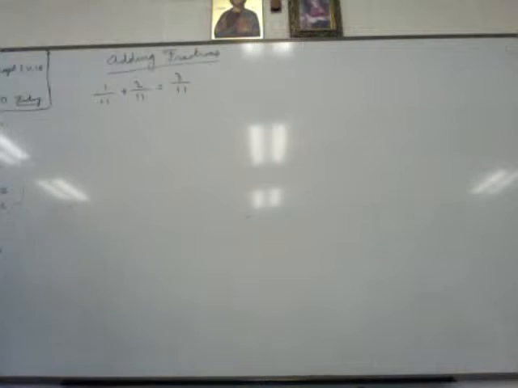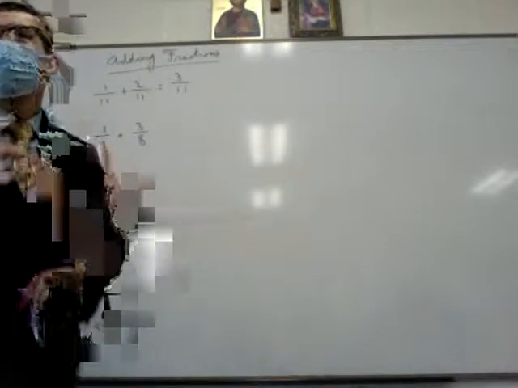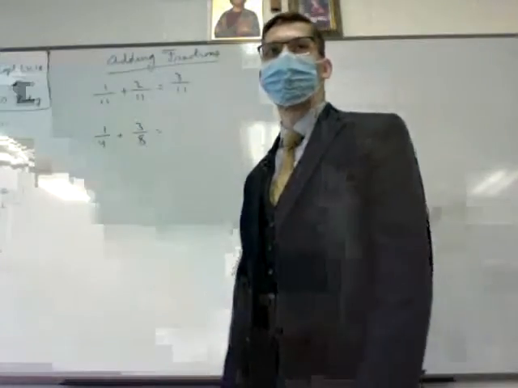Right. What if we have something like 1/4 and 3/8? How do I add these? Up here it was easy because they already had the same denominator, 11. So I have to change these to get the same denominator. So instead of doing 1/4 plus 3/8, what am I going to do?